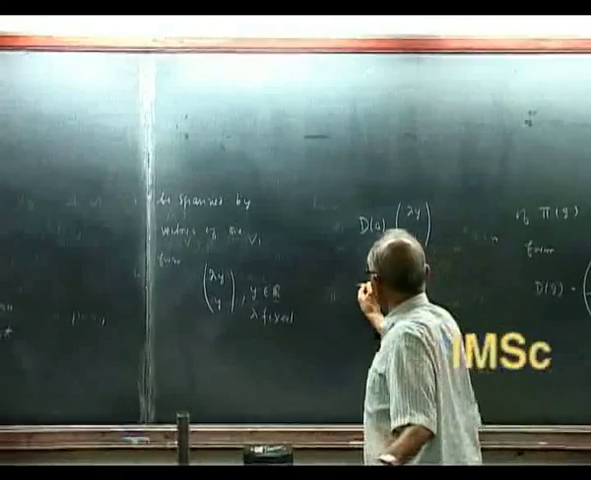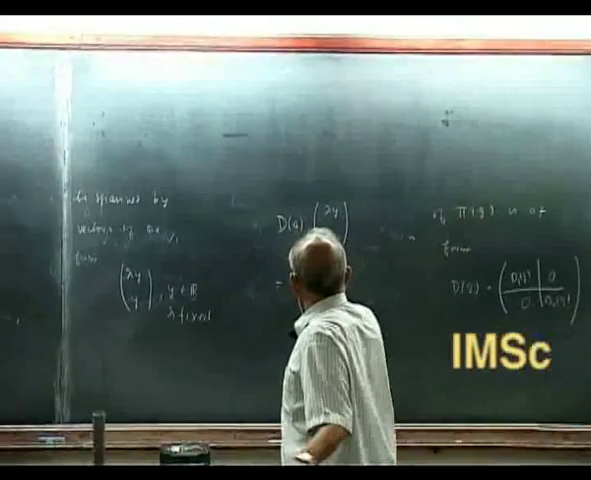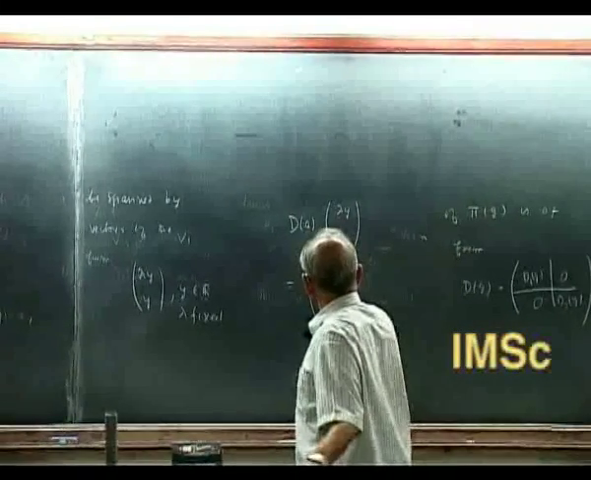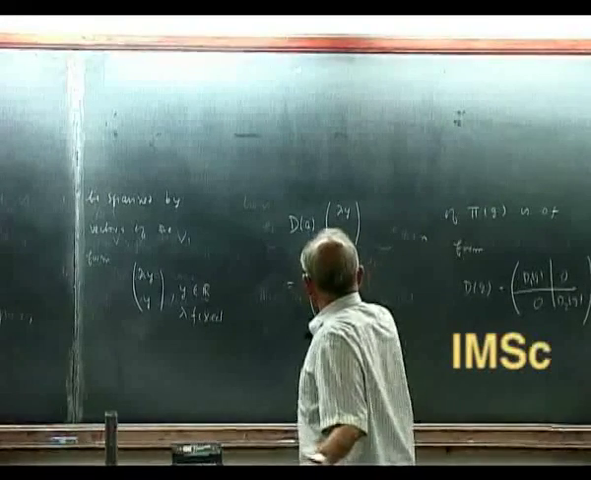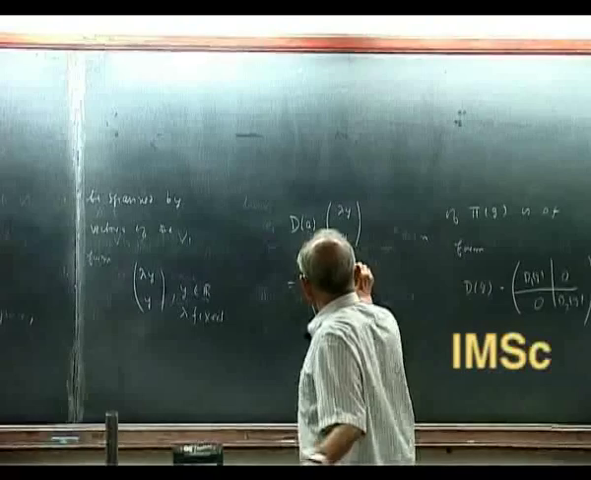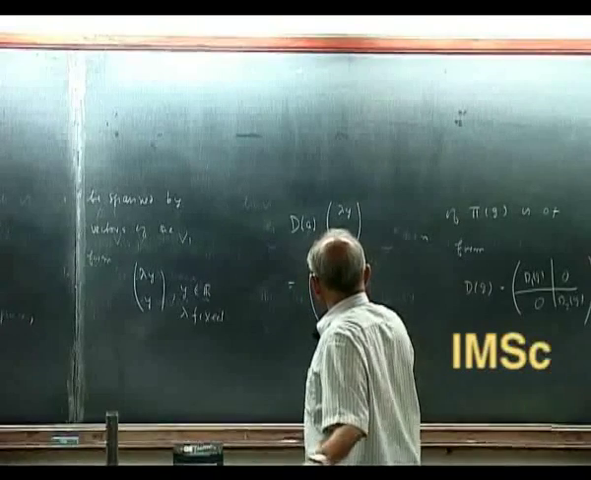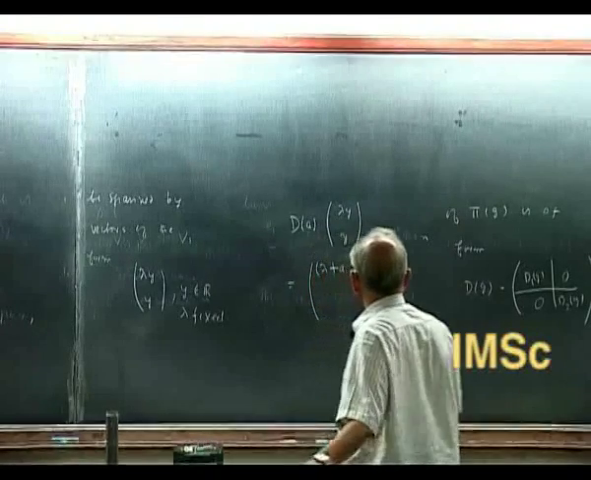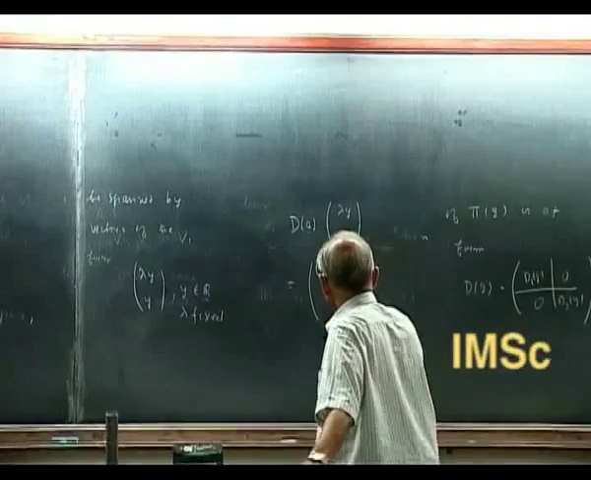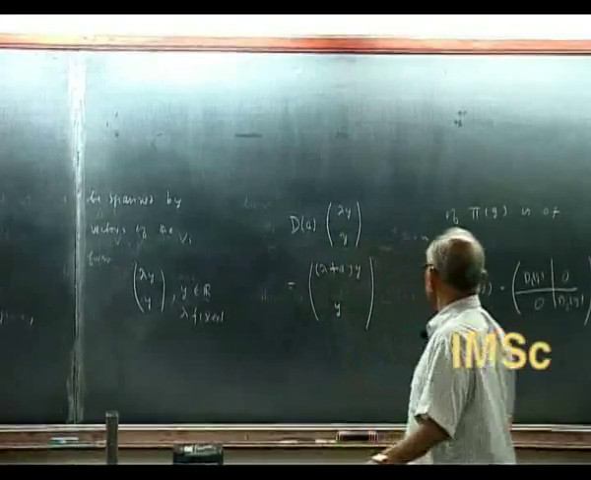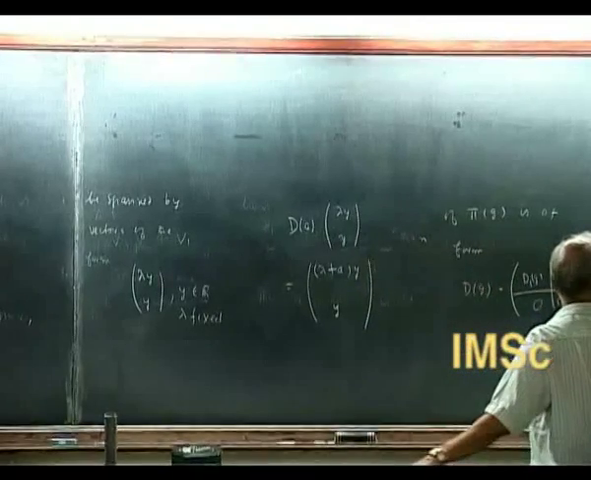So this is going to be lambda y plus lambda plus a y, right? Then I am going to get what? One y. Is that right? Yes.